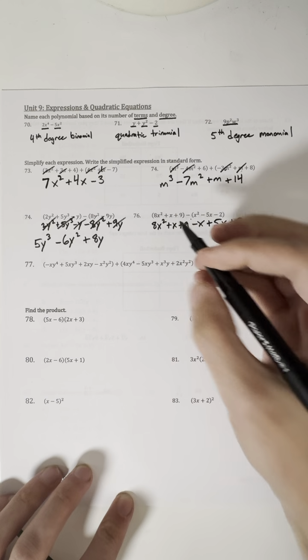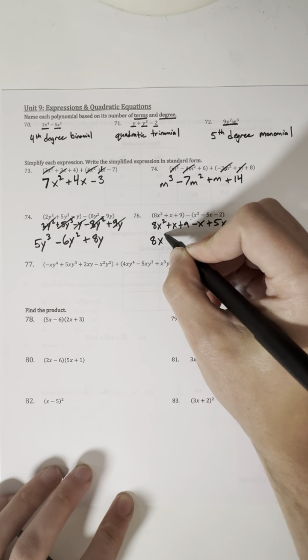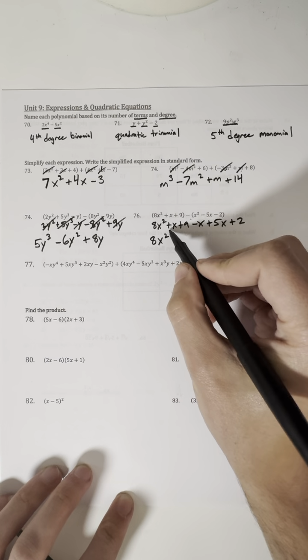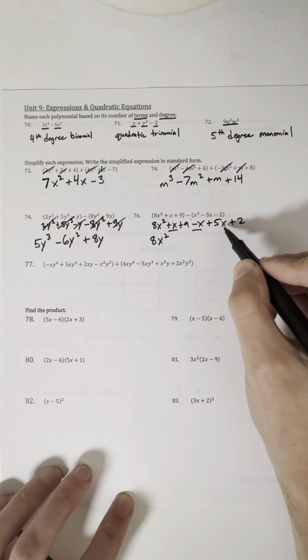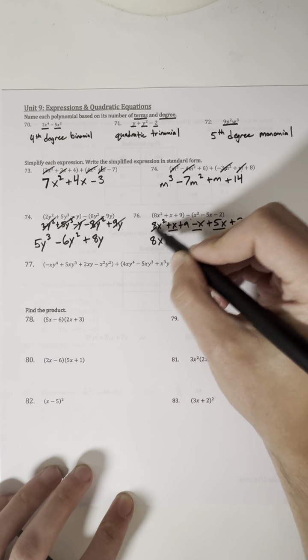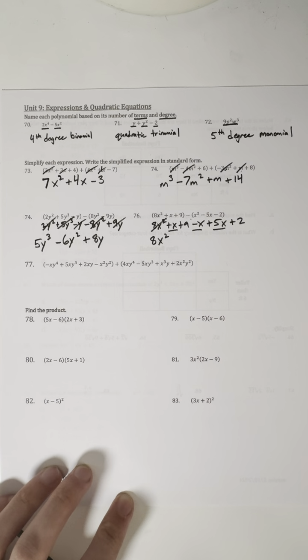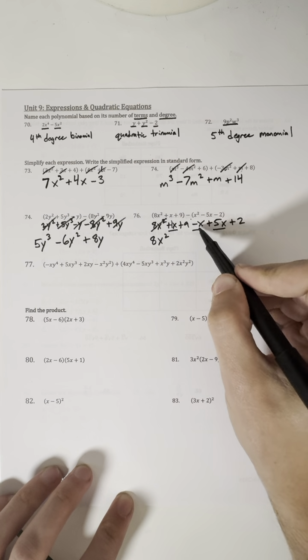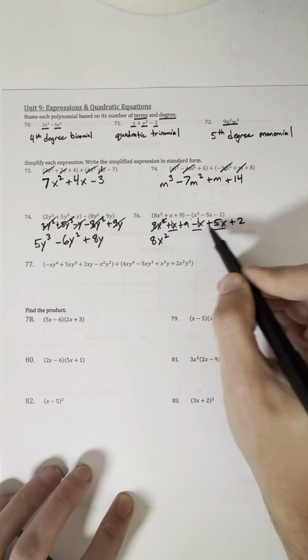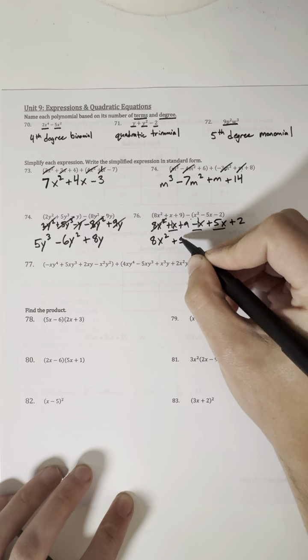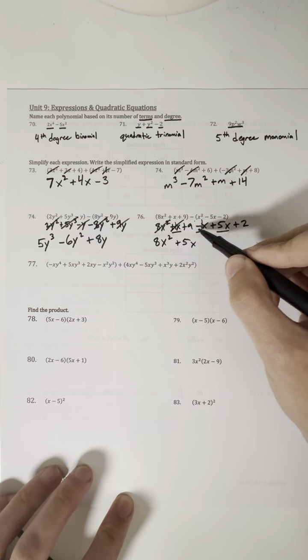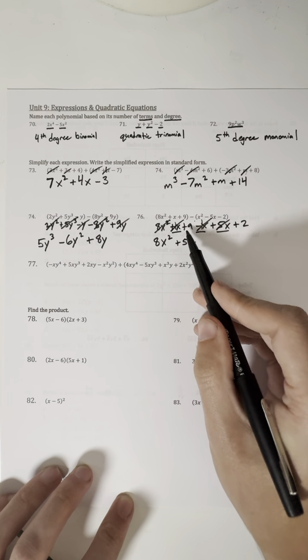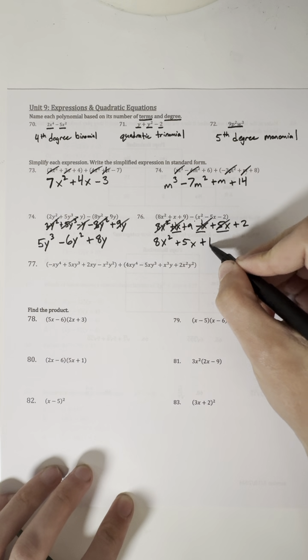The x squared, 8x squared, doesn't have anything to combine with, so it just stays. But now I have x minus x plus 5x. So there's a lot going on there. The plus 1x, the minus 1x cancel each other out, and then I just have plus 5x. So I've taken care of all of these. Plus 9 plus 2 is plus 11.